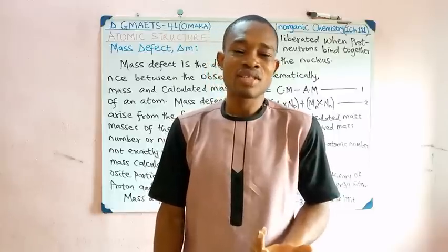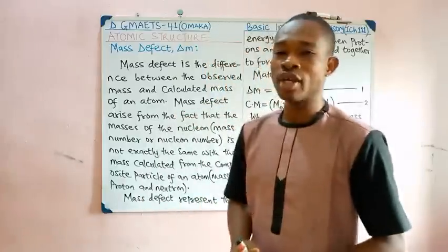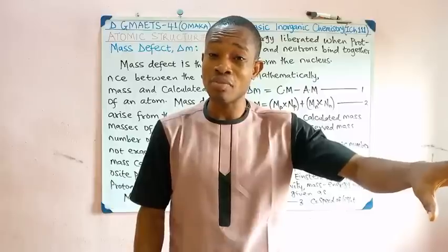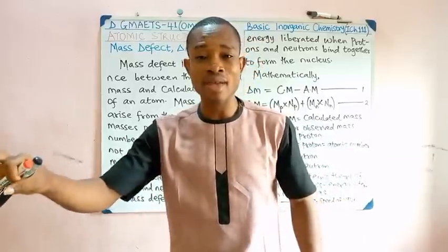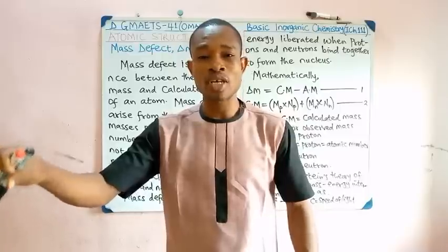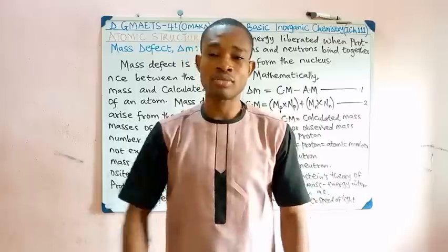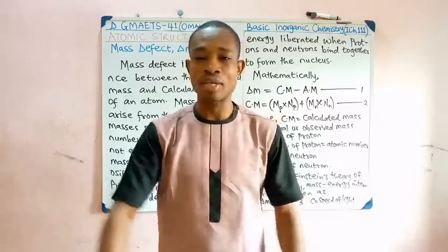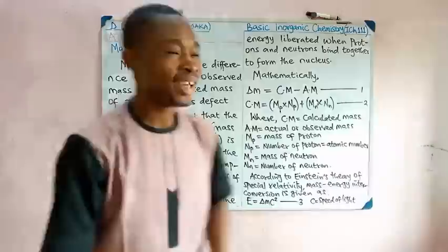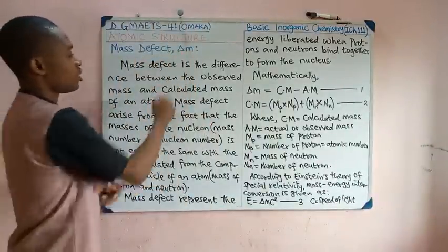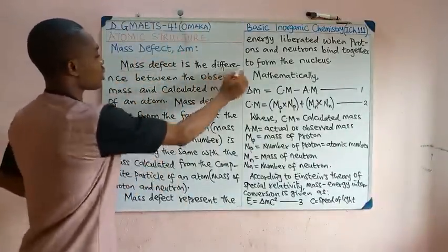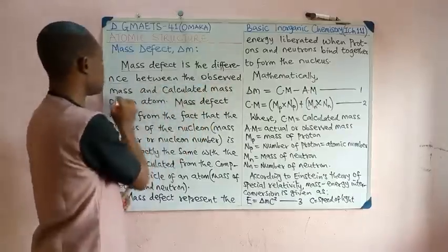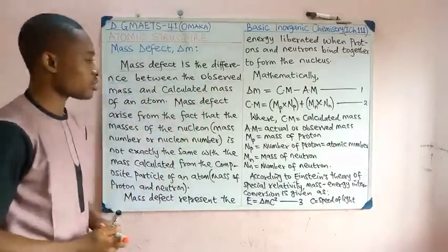So by definition, mass defect is simply the difference between the observed mass as obtained from mass spectrometer measurement and the calculated mass as obtained from the masses of proton and neutron and the numbers of protons and neutrons. Simply the difference between the observed mass and the calculated mass gives us what we call the mass defect. We use delta m to represent mass defect, and these are the key words. Mass defect is the difference between the observed mass and the calculated mass of an atom.